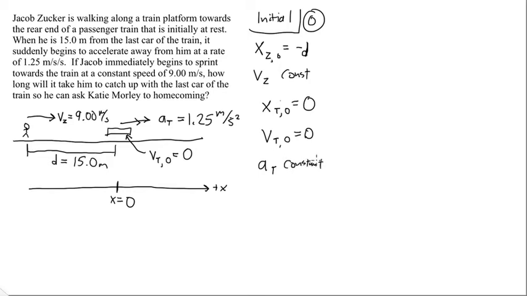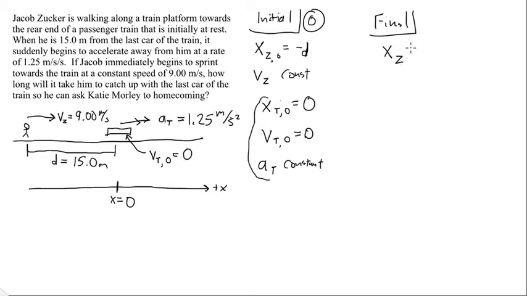Okay, so what we want to do now is find out at what time Zucker will be able to catch up with the last car of the train. And the last car of the train is what we're talking about the position of here with these variables. So this is the point that Zucker needs to catch up with. So the way to do this is to think, well, at the final state, what is the condition that has to be satisfied?